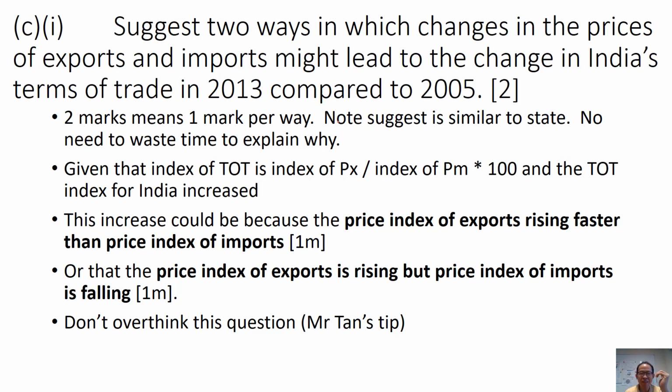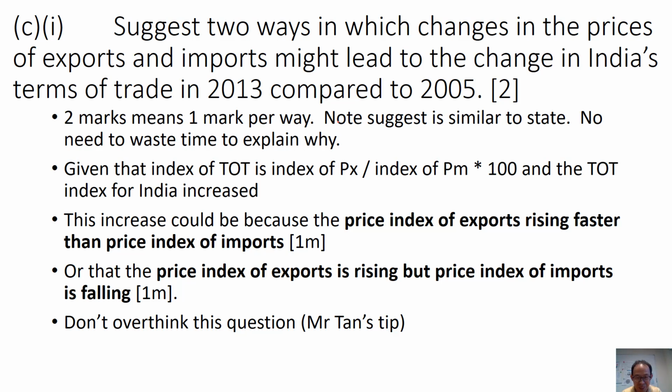Like I said, they help you because they are not very sure. Cambridge cannot be sure that every junior college will teach terms of trade. So since they are not sure, they explicitly spell out to you the terms of trade formula. So it's the PX over PM times 1,000. As I said when we went through the figure, the terms of trade has increased, but the marks are given for you to state how might the terms of trade increase.